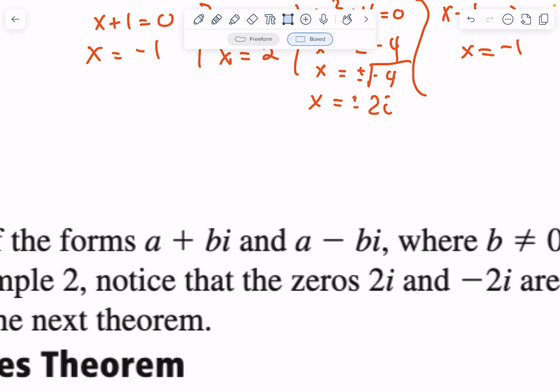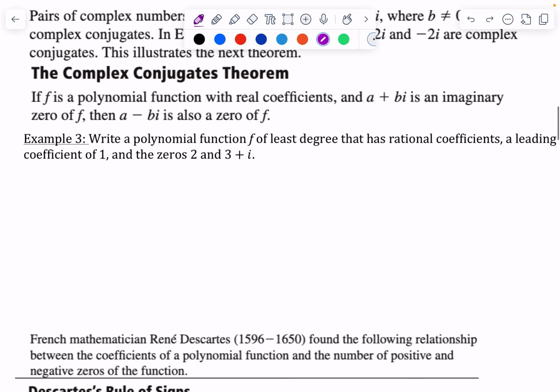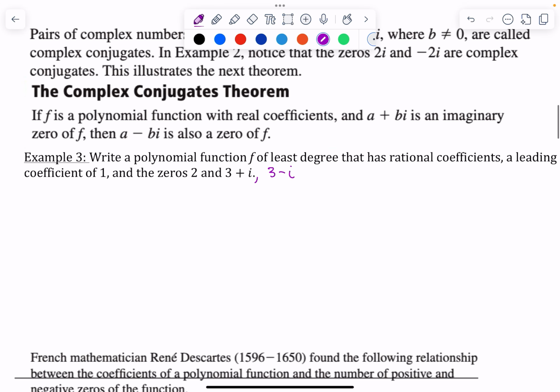So all that means is, if now I give you a problem where you don't know the polynomial function but you know the zeros, in this case the zeros are 2 and 3 plus i, how do you find the polynomial? The key to starting the problem is to recognize that if I have a 0 of 3 plus i, I know for a fact I also have a 0 of 3 minus i, because remember, they're going to come in a pair, okay? They are what we call complex conjugates of each other, basically the same expression, but with different signs.